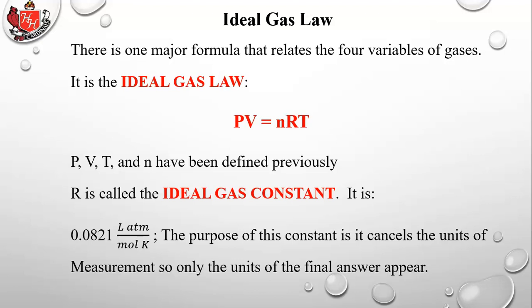0.0821 liter atmospheres per mole Kelvin. The purpose of this constant is it cancels the units of measurement, so only the units of the final answer appear. So if you're looking for volume, it will produce just liters. Temperature, it'll produce just Kelvin.